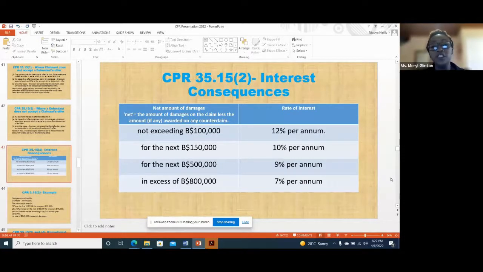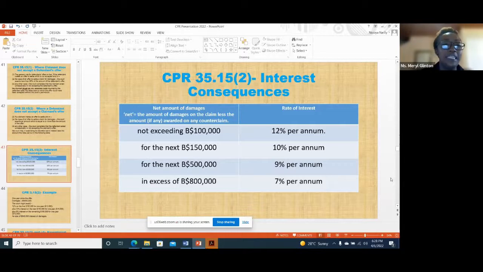Now that applies up to the first $100,000. For the next $150,000, you would be going down to 10%. So if you were awarded damages in the amount of $250,000, the first $100,000, the guideline will be 12% interest, and then the remaining $150,000 will be 10% interest. So that covers up to $250,000. For the next $500,000, you're looking at 9% interest. So if we are considering $750,000 by way of damages, the first $100,000, 12%, the next $150,000, 10%, and then the remaining $500,000 will be 9%.